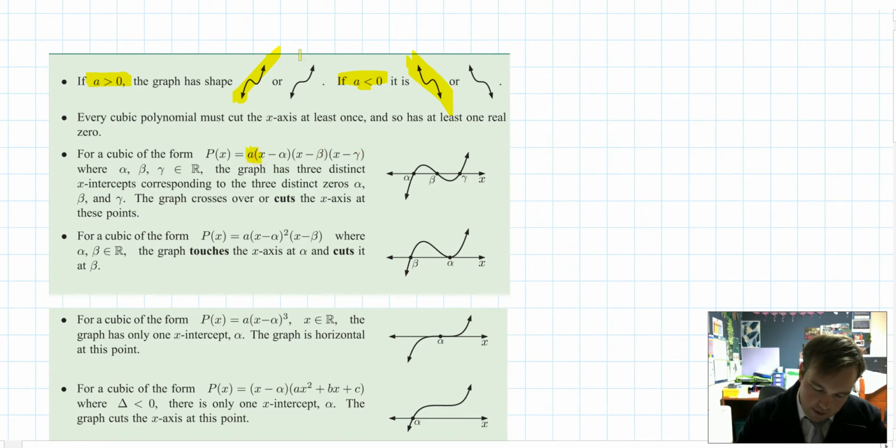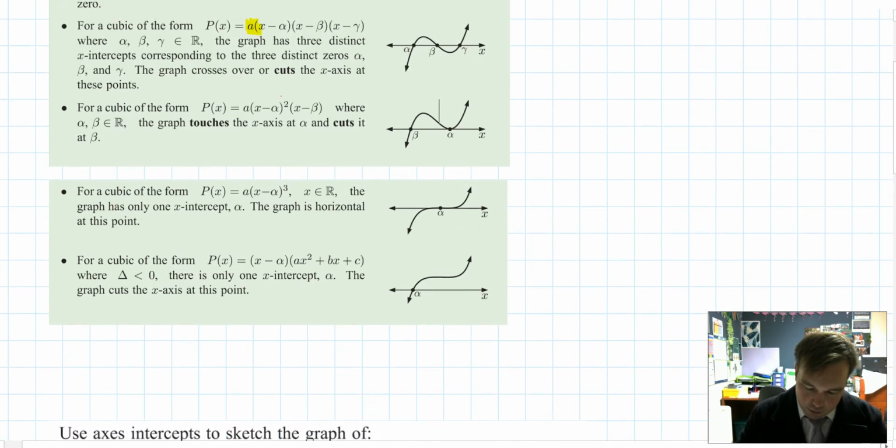A, alpha, beta, and that fellow there is gamma. So note that A here determines the shape. We could easily cut the axes 3 times like that if A was negative, or less than 0. That's meant to be a less than sign. Then it would look like that. So here, note that a repeated function with a squared will have it touching at x equals alpha.